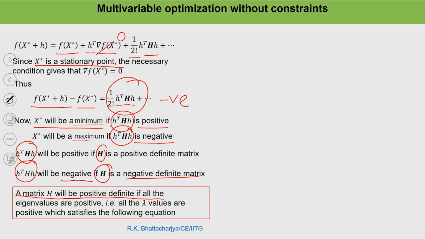A matrix H will be positive definite if all the eigenvalues are positive. So, what I can do is calculate all the eigenvalues of this particular matrix. If all the eigenvalues are positive, I can say that H is a positive definite matrix. That is, all lambda values which satisfy the following equation will be positive. So, I can calculate the eigenvalues, and if they are positive, I can say this particular Hessian matrix is a positive definite matrix.